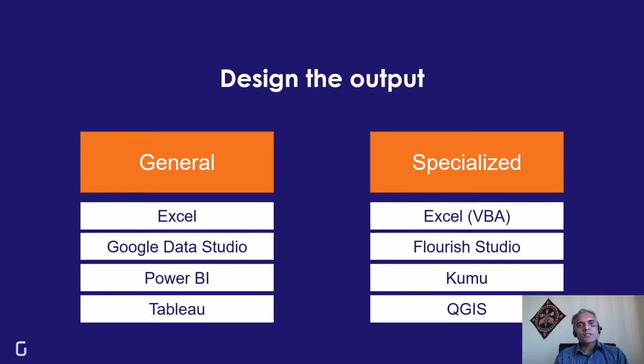Kumu is a tool that is specialized towards network visualizations. When you have a graph of elements that are connected to each other, let's say if you have movie actors and their co-stars as a network, or people on Twitter who are following each other as a network. These are the kinds of visualizations that you typically want to represent as a network diagram, and Kumu is one of the tools that excels at that.